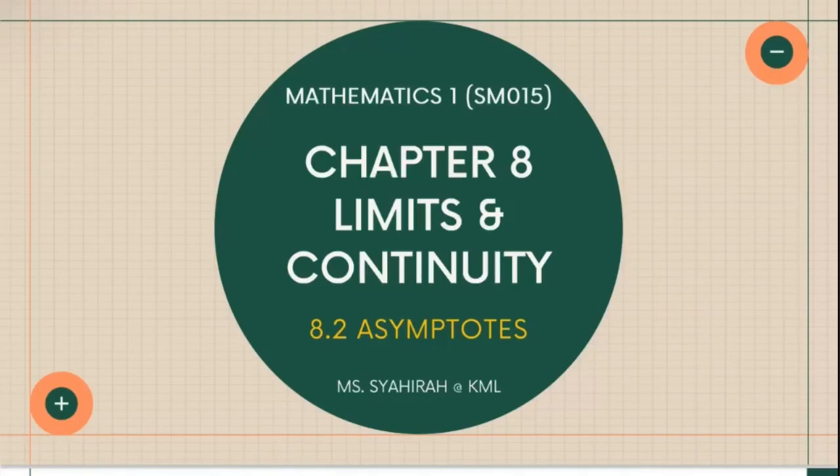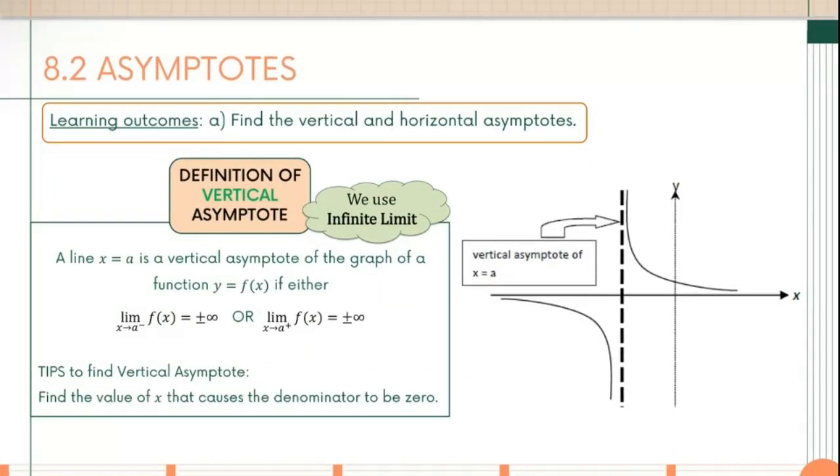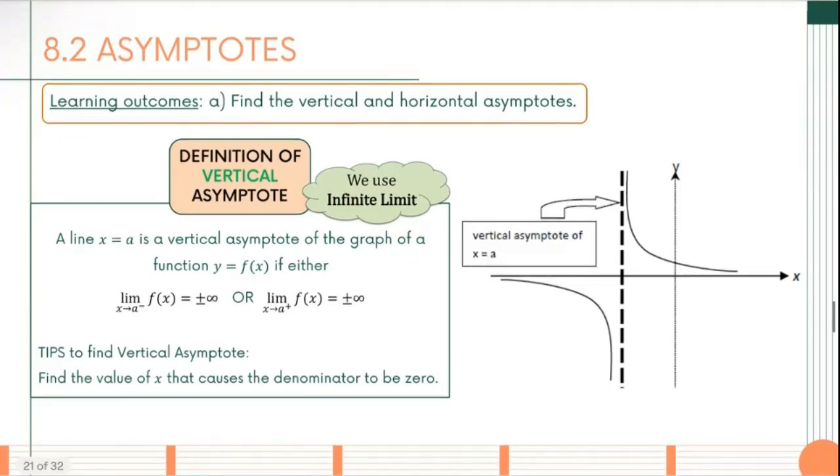So today kita nak masuk 8.2 kan untuk asymptotes. So asymptotes, kita ada dua jenis asymptote. We have vertical asymptote and also horizontal asymptote. So macam mana kita nak gunakan limit untuk identify asymptote tersebut? So let's check it out. Alright, so the first learning outcome is find the vertical and horizontal asymptote.